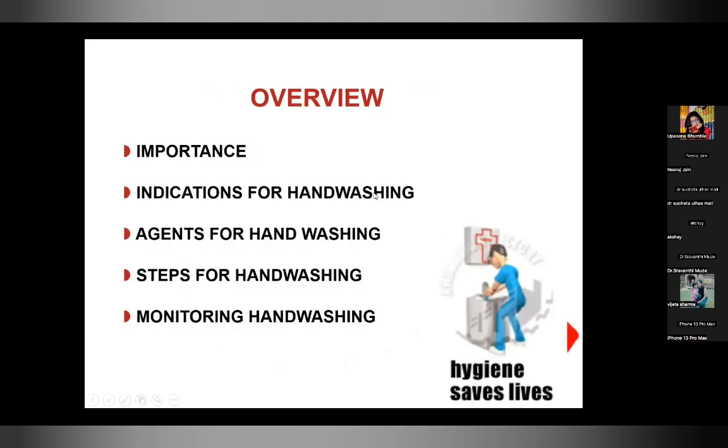Okay, so an overview of this: what is the importance of hand hygiene? What are the indications, that is, where do we need to do hand hygiene? What are the different agents used for hand washing, what are the steps for hand washing, and what are the steps for monitoring this hand washing? Or we can say, what are the 5 moments of hand hygiene in our day-to-day practice?